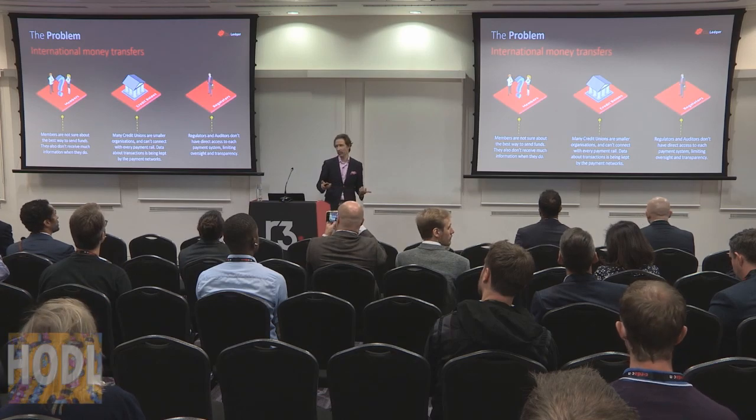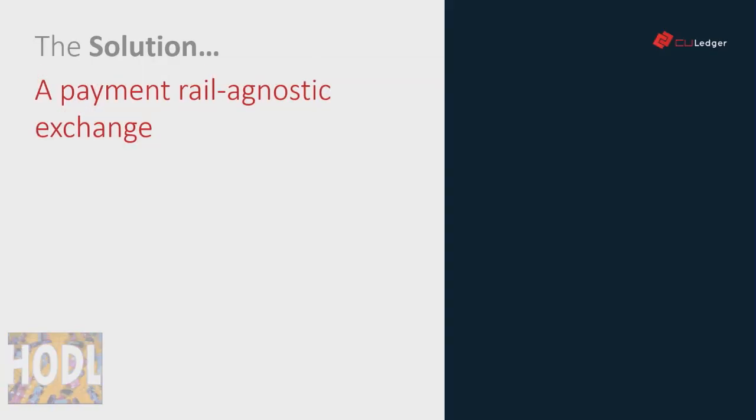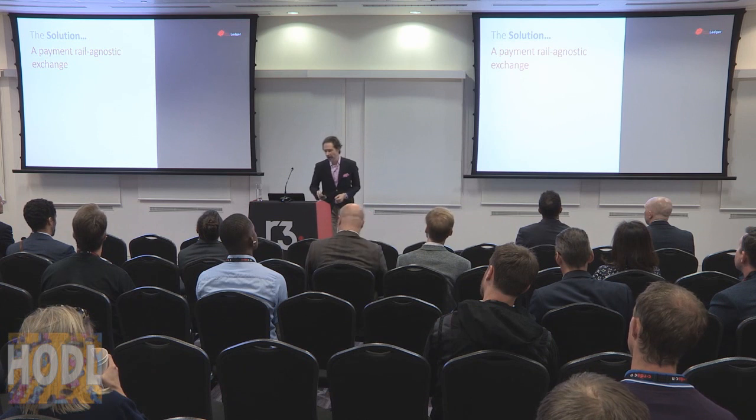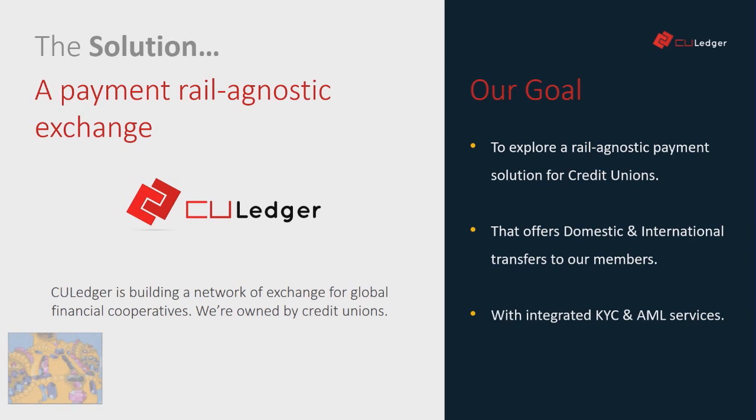And of course, we have more and more regulation. As you know, FATF rules and KYC and AML rules are getting more and more stringent. It's important for small organizations to be able to offer flexible service while at the same time meeting regulatory requirements. Those are important things that are not solved today. So the solution, of course, is to build a payment-agnostic mechanism to help credit unions cooperate and exchange money across the border.